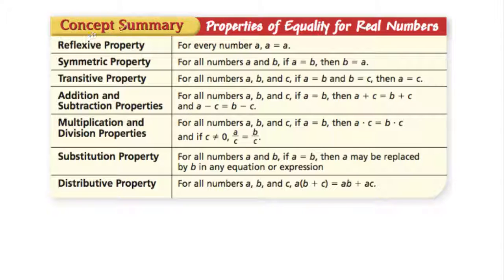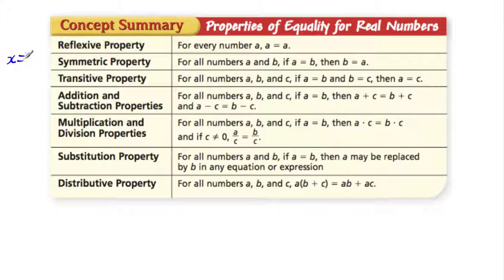So for example, this reflexive property says that for every number a, a is equal to a. So 5 is equal to 5. Why is that true? The reflexive property: something is equal to itself. Again, we won't really use this much now, but when we do get into geometric proofs, it's going to be important. Same with the symmetric property.